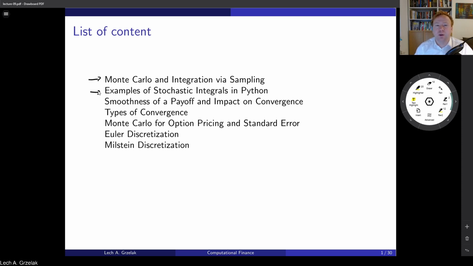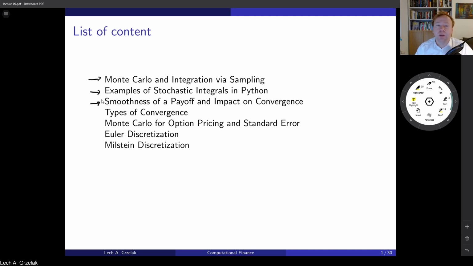So in today's lecture, I will spend quite some time programming and showing you how to simulate different stochastic differential equations, how to look at error, how to analyze it, and how to make your simulation, to some extent, efficient. Then the third point is the discussion about the smoothness and impact of smoothness on convergence.